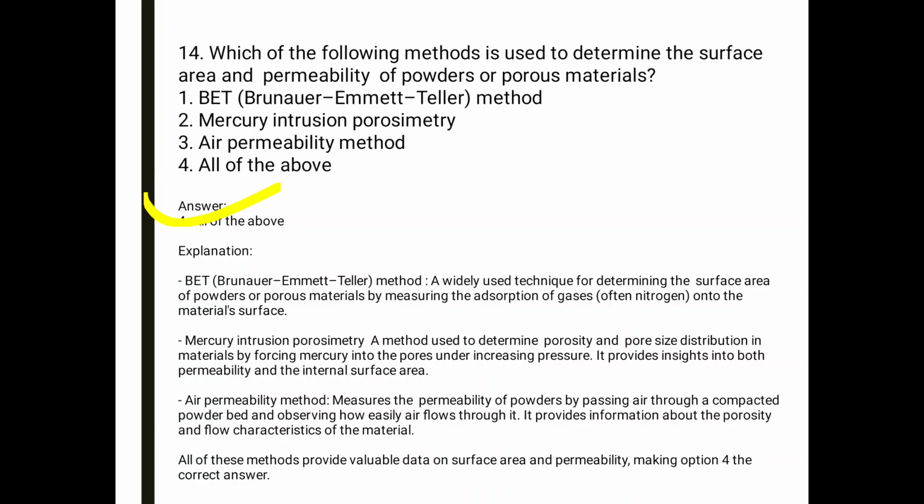The BET method is a widely used technique for determining the surface area of powders or porous materials by measuring the adsorption of gases onto the material's surface. Mercury intrusion porosimetry is used to determine porosity and pore size distribution in materials by forcing mercury into the pores under increasing pressure. It provides insight into both permeability and internal surface area. The air permeability method measures permeability of powders by passing air through the compacted powder bed and observing how easily air flows through it. It provides information about the porosity and flow characteristics of the material. So all of the methods provide valuable data on surface area and permeability. So option 4 is the correct answer.